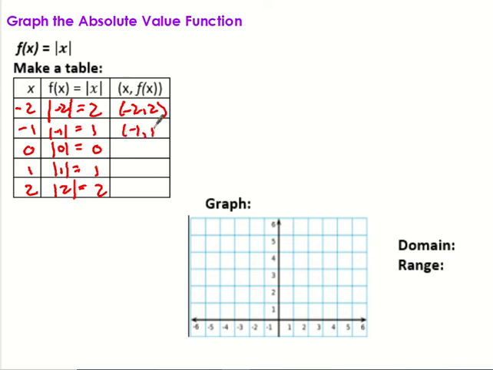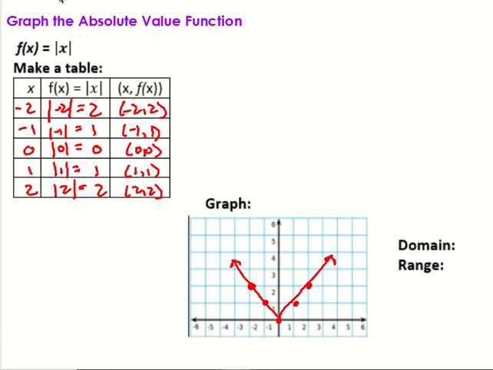So this gives me the points (-1, 1), (0, 0), so we're at the origin, (1, 1), (2, 2). Let's graph these points and see what they look like. I got (-2, 2), (-1, 1), (0, 0), (1, 1), (2, 2). If I look here, this graph makes the shape of a V if I connect the points.